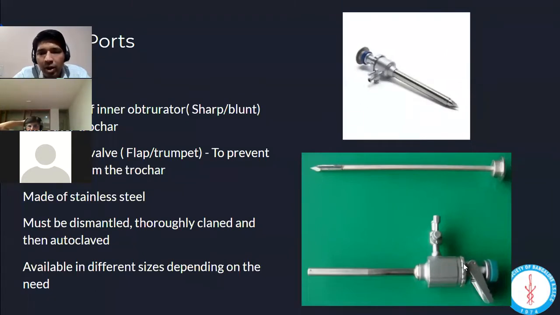Then they have what we call a valve. There are two types of valves. There is a flap valve and the trumpet valve. Trumpet is like those newer flutes where you press on a button and the hole goes in. So that's where it gets the name from, the trumpet valve. And this is to make sure that it's a one-way valve, which only allows the instrument to go inside the port, but doesn't allow the gas to escape out. So it's one-way in order to maintain the insufflation.